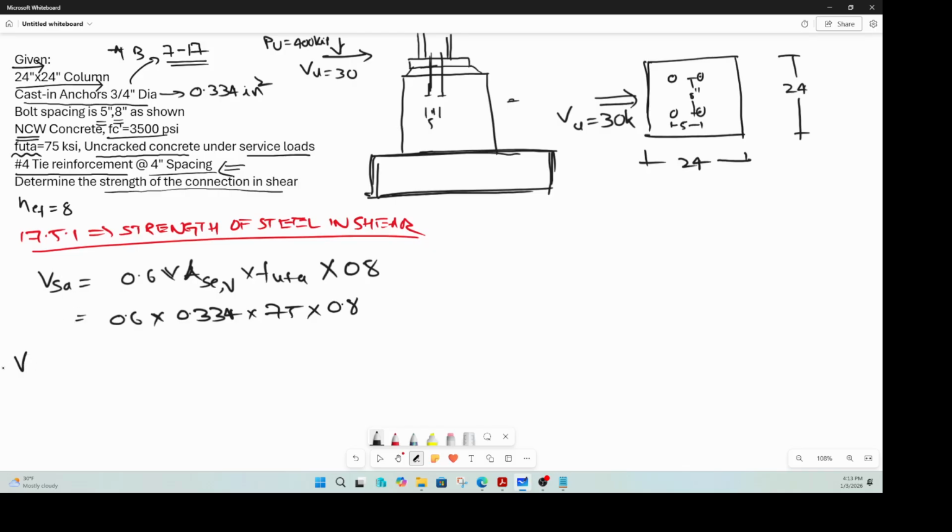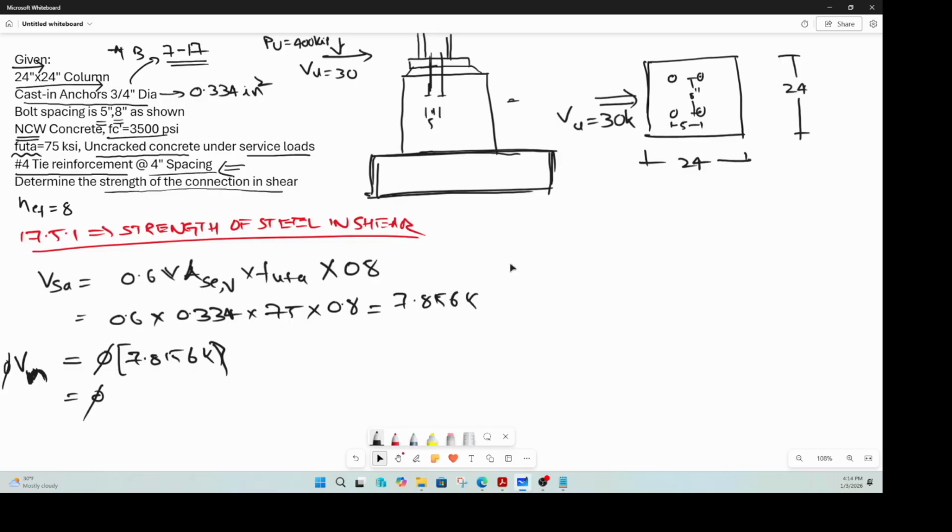But if you want the phi VN, the factored nominal strength, you apply the phi factor on your nominal strength, correct? So this will be 7.8156 kips. So phi times 7.8156 kips, right? Now to find out the phi factor, this phi factor is for shear, correct? And this is for the steel and not for the concrete.